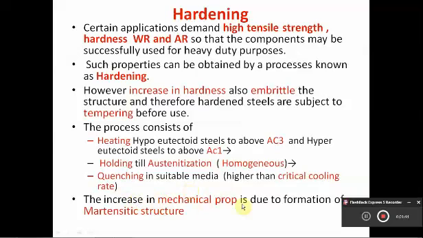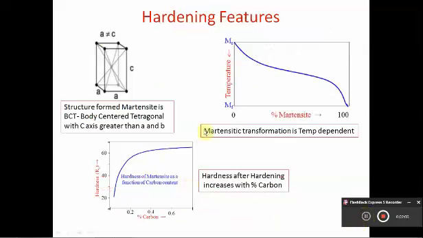The increase in mechanical property is due to formation of a metastable phase, that is martensite. So austenite will directly transform into martensite, which is very hard and ultimately a brittle phase. In case of hardening, austenite, which has an FCC structure, will get directly transformed into a BCT structure, that is body centered tetragonal, and this body centered tetragonal structure is observed in martensite.